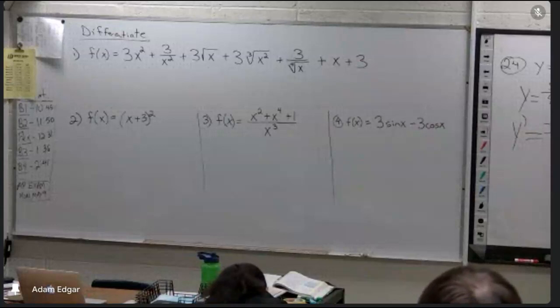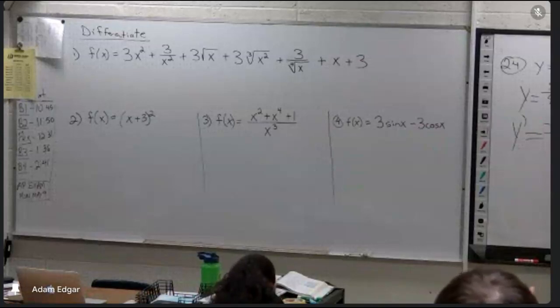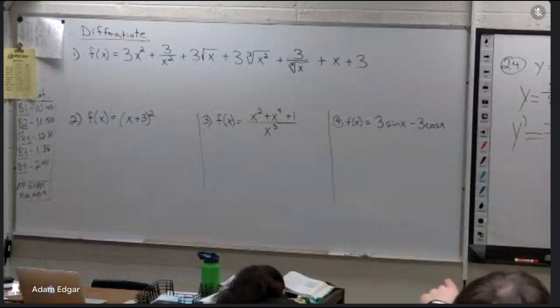Distinguish between a constant term and just a number that's multiplied. That's cool. Like in 37, the 4 is a coefficient being multiplied. But in number 1, the big ugly one up there, the 3 at the end is a constant term. So then differentiate it.